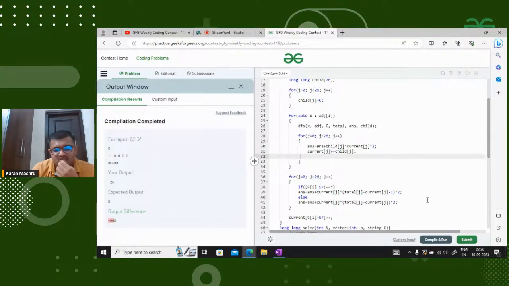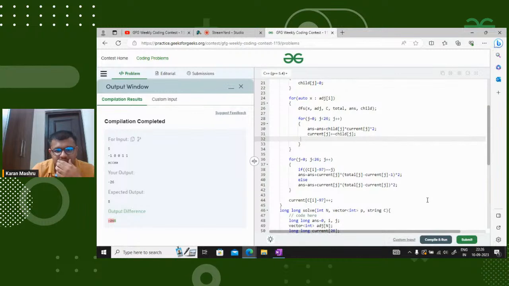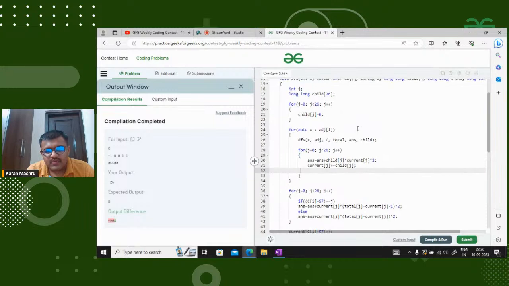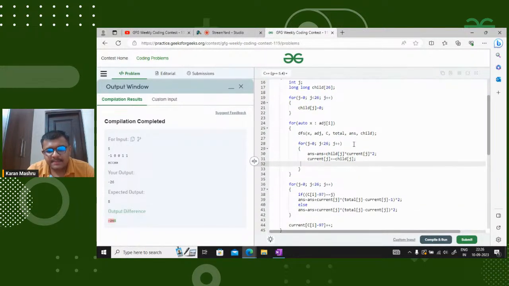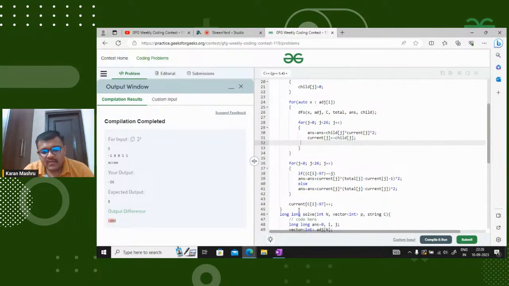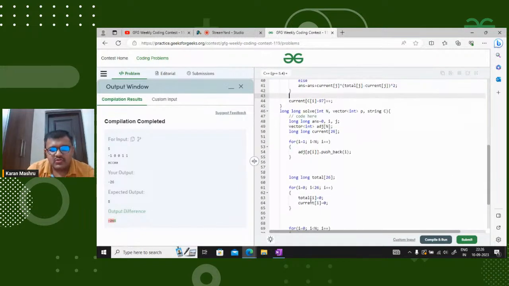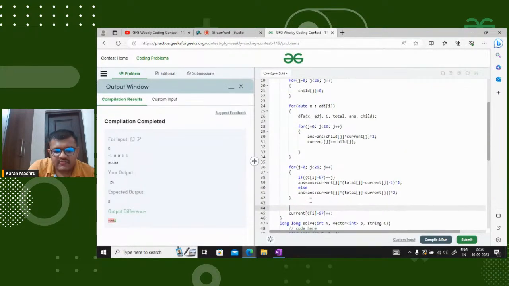Minus 26. So where are we going wrong? This is j, j, j, j. We have placed the indexes correctly, I hope. So let us print the answer after every i. COUT i and answer.